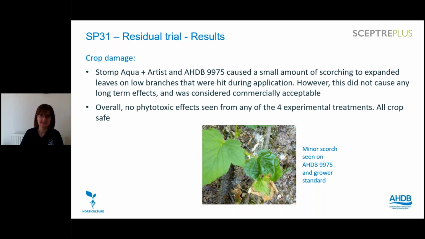But this didn't cause any long-term effects. So we didn't see this moving to any of the other leaves in the crop. It didn't cause any long-term problems. And so from a commercial point of view, it's considered commercially acceptable. So from that, none of the 4 experimental treatments gave us any phytotoxic effects, and so we take that they are all crop safe.